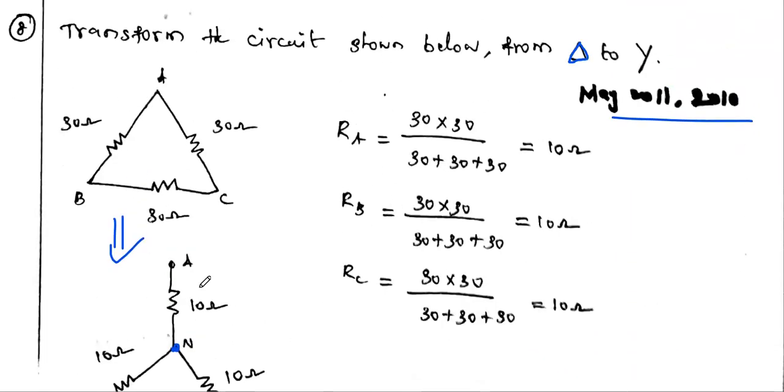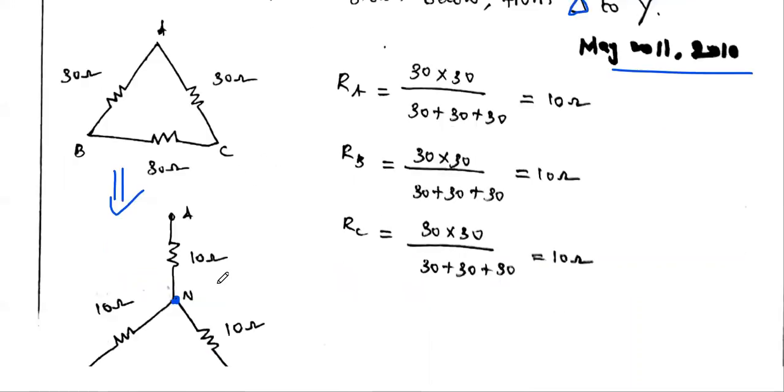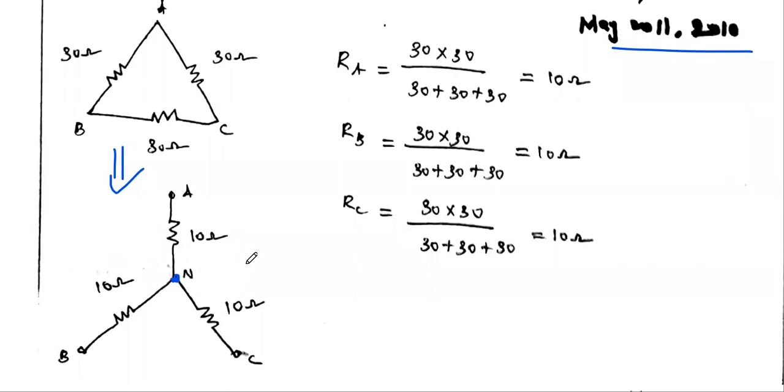RA, RB, RC is equal to this resistance value divided by 3. So 30 divided by 3, what is the answer? 10. Okay, this is one shortcut.